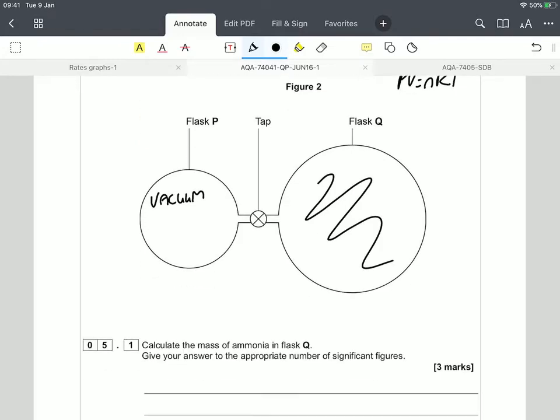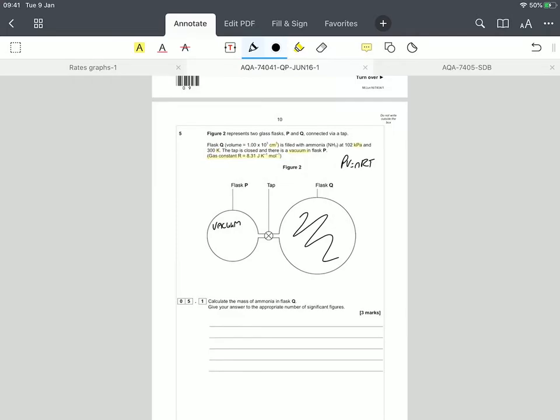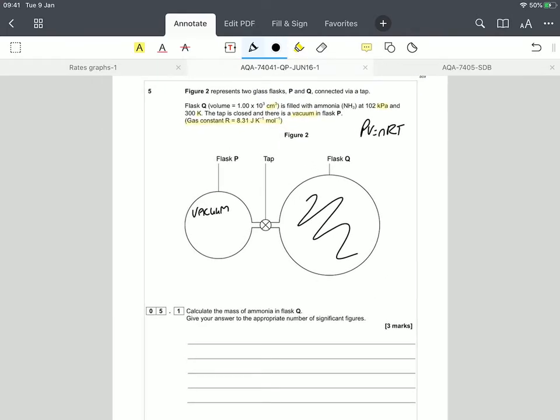So, the gas of interest is ammonia. Calculate the mass of ammonia in flask Q, okay? Give your answer to the appropriate number of significant figures. Again, we've already dealt with this once, so we're not going to have a problem dealing with it again, okay? And looking at the information in the question, they're all 3, so appropriate number would be 3. Okay, so calculate the mass of ammonia in flask Q.